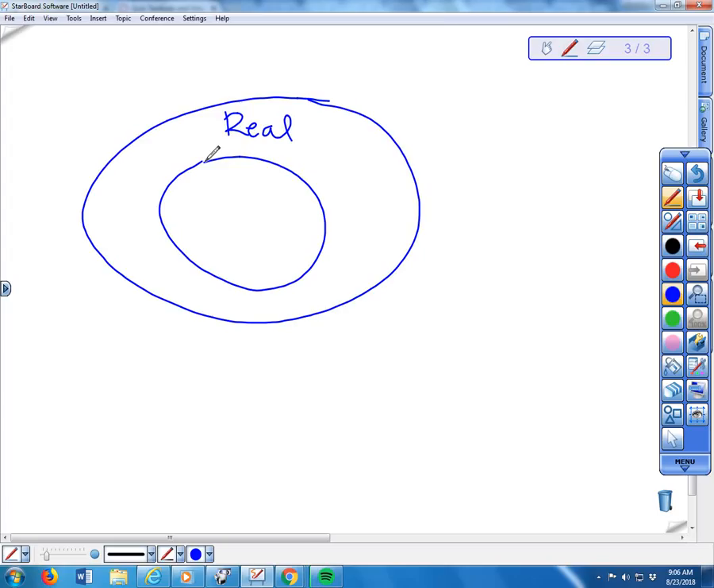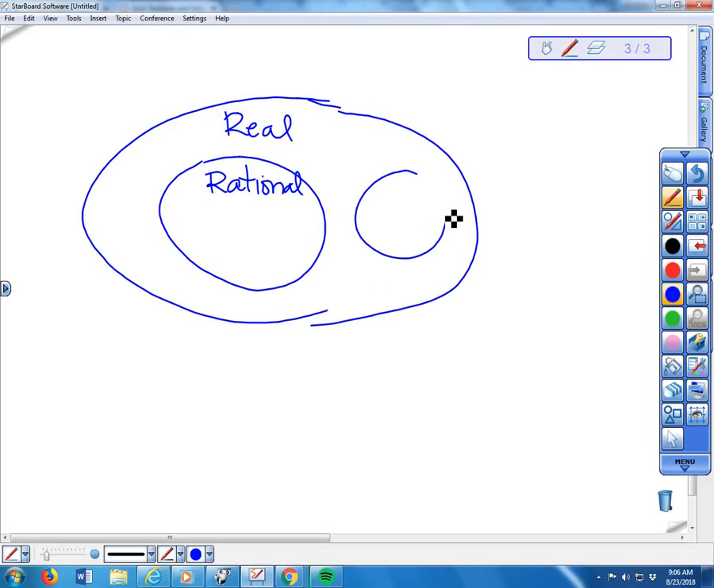What's the bigger? Well, we've got rational here. Isn't every integer a rational number? Because I can make it a fraction. Okay, I'm going to make my circle a little bigger. And over here, I have irrational. I'll talk about those in just a second.